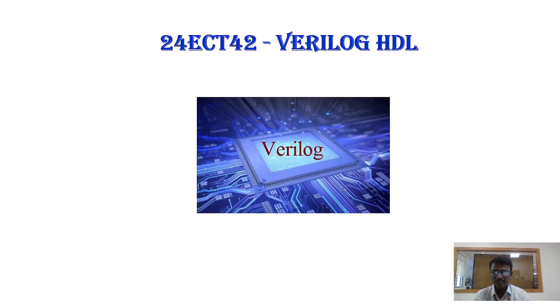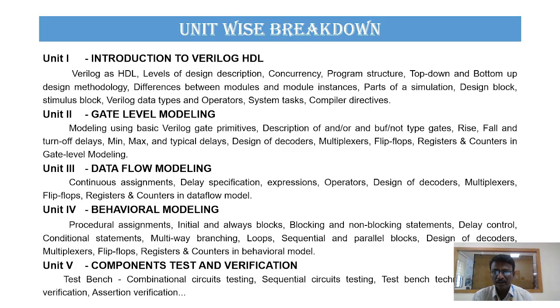Today we are going to discuss the Verilog HDL. This comes under our autonomous syllabus. In this we are going to discuss 5 units totally. The first unit is Introduction to Verilog HDL, and the second unit is gate level modeling. The third unit is data flow modeling, the fourth unit is behavioral modeling, and the fifth unit is component test and verification. So these are the units which we are going to cover in this syllabus.